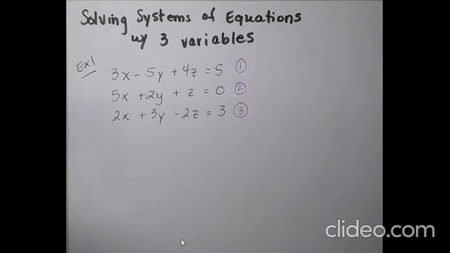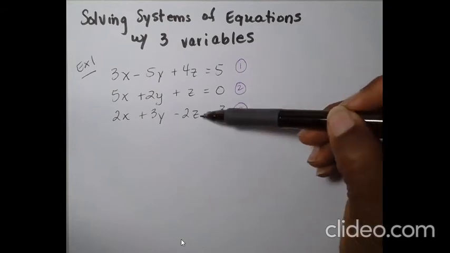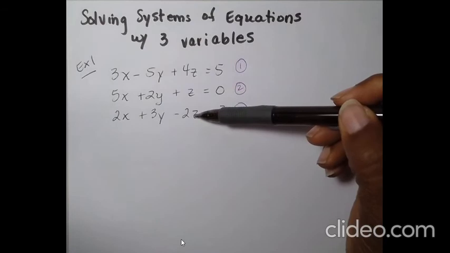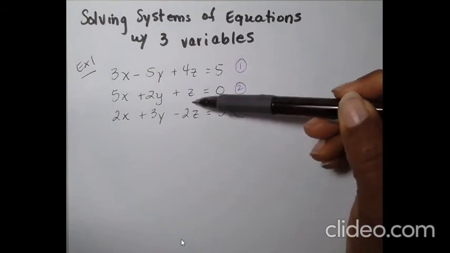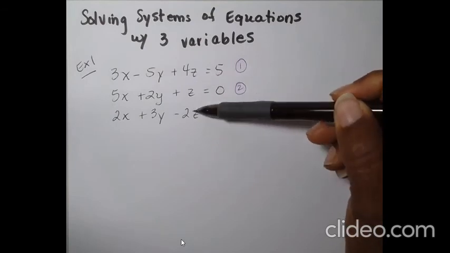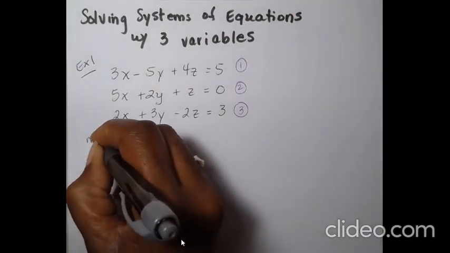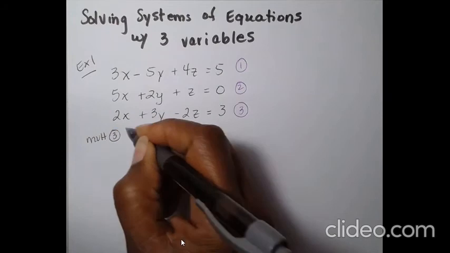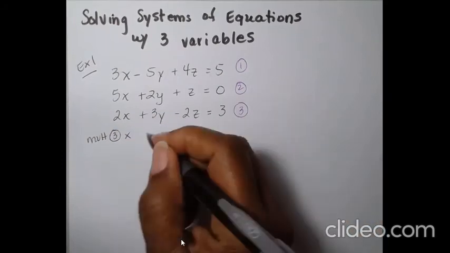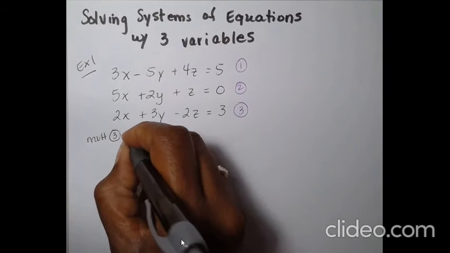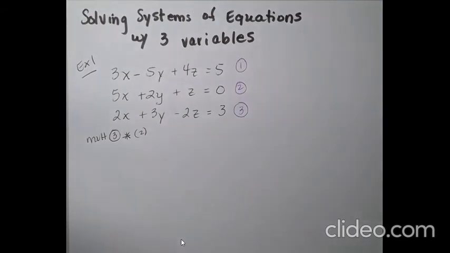So I've decided to start by multiplying equation number 3 by 2. Why am I doing that? Multiplying equation number 3 by 2 because I'm going to combine it with equation 1. So let's start there. I'm going to multiply equation 3 by a positive 2.